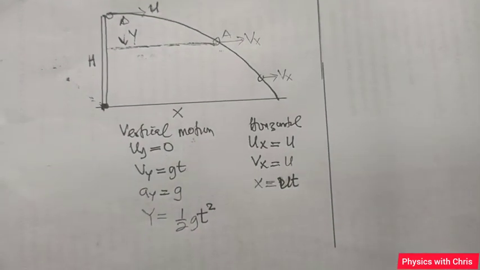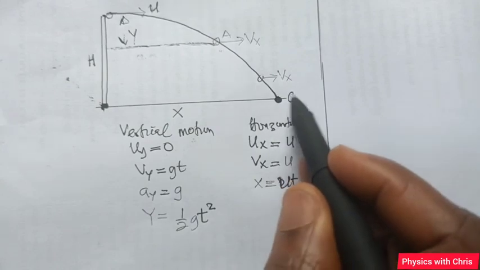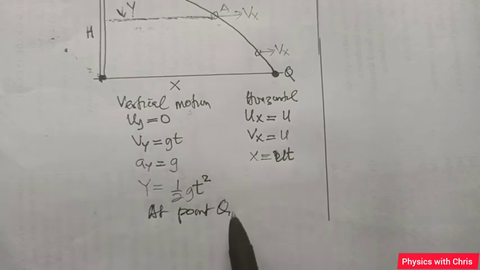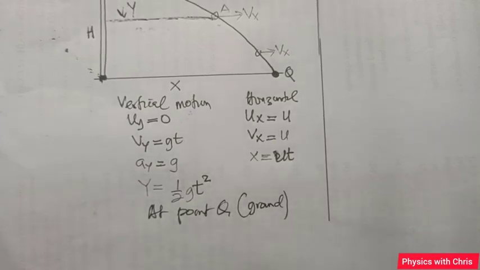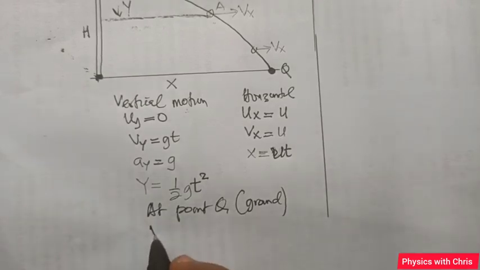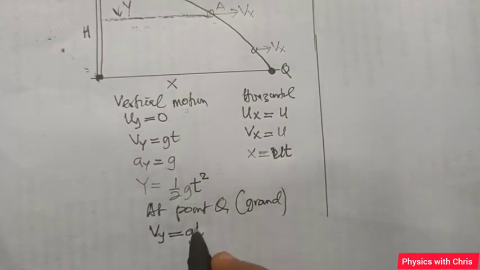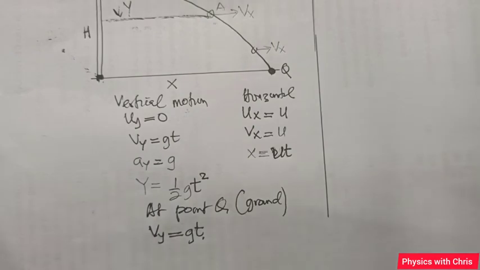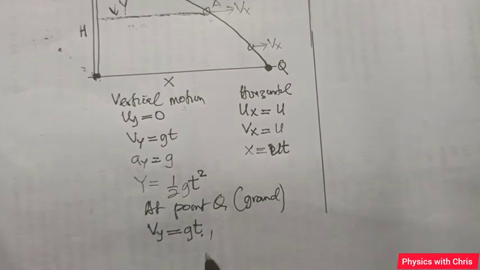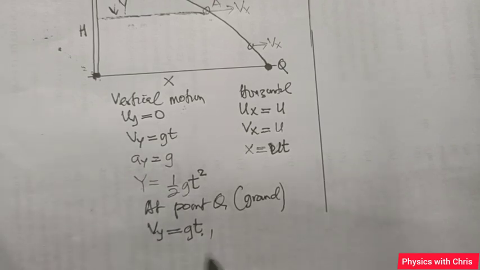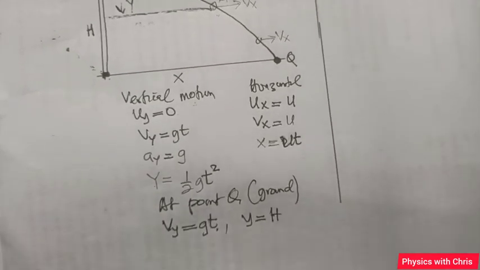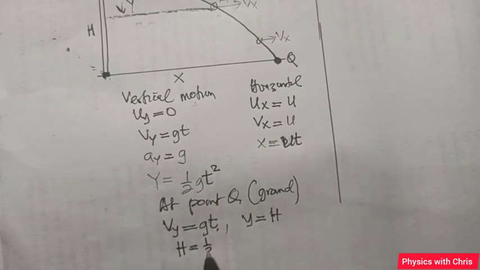Okay, now let's say the particle strikes the ground at point q. When the particle arrives at point q, that's the ground level, let's see what happens to all these parameters. The final velocity vy will be equal to g times t also. This t becomes the time of flight, the time taken to go from the top to this point q. And then the vertical displacement y will be equal to the height of the platform from which the body was projected. So we say h equals half gt squared.